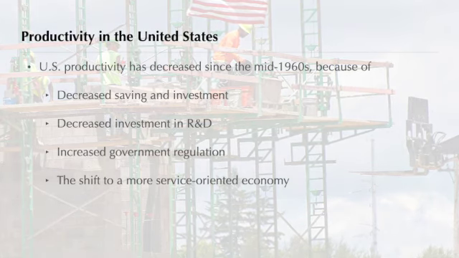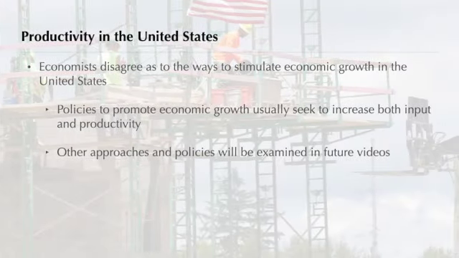U.S. productivity growth has slowed since the mid-1960s. Moreover, in several of the countries that compete with the United States, productivity is increasing at a faster rate. Economists disagree as to why U.S. labor productivity is increasing at slower rates than in the past. Some of the more commonly cited reasons include decreased savings and investment, decreased investment in research and development, or R&D, increased government regulation, and the shift to a more service-oriented economy.